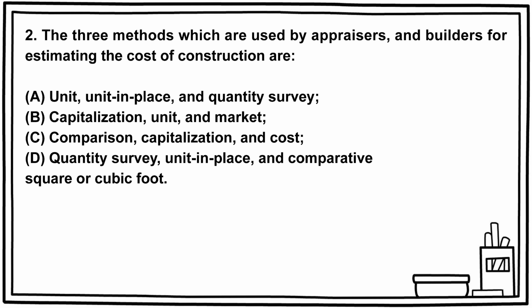2. The three methods which are used by appraisers and builders for estimating the cost of construction are: A. Unit in place, and quantity survey. B. Capitalization, unit, and market. C. Comparison, capitalization, and cost. D. Quantity survey, unit in place, and comparative square or cubic foot.